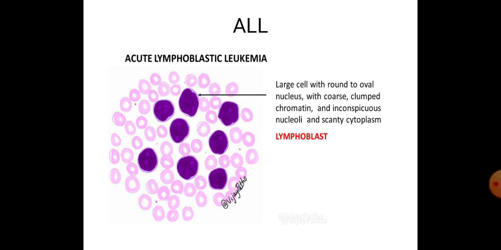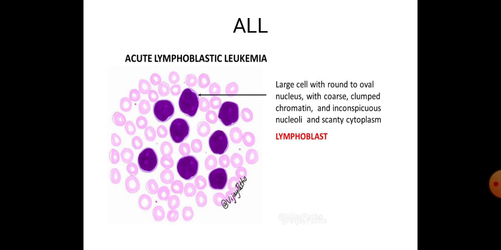Moving on to the next case, it is acute lymphoblastic leukemia. This leukemia arises from the lymphoid precursor cell. The previous one which you saw was from the myeloid precursor cell. This is from the lymphoid precursor cells.